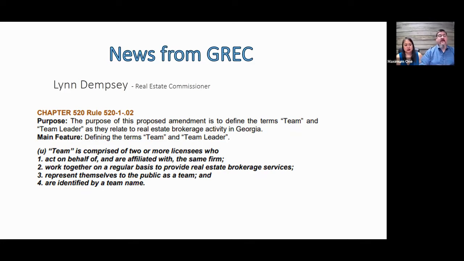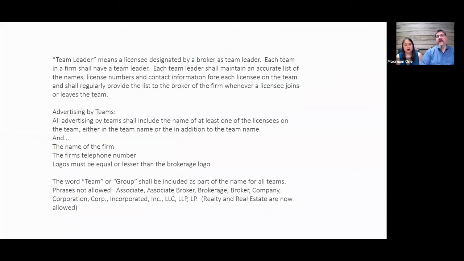They represent themselves to the public as a team, and they're identified by a team name. Now, what does that mean, really? So first of all, each team now has to have a team leader. Now, what happens when you're a husband and wife team? Well, guess what, Buttercup? One of you has to be the head honcho here.